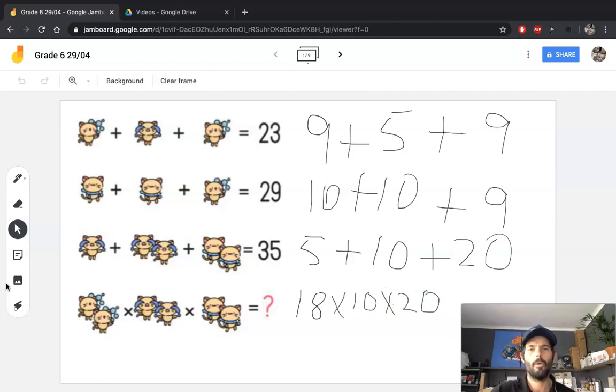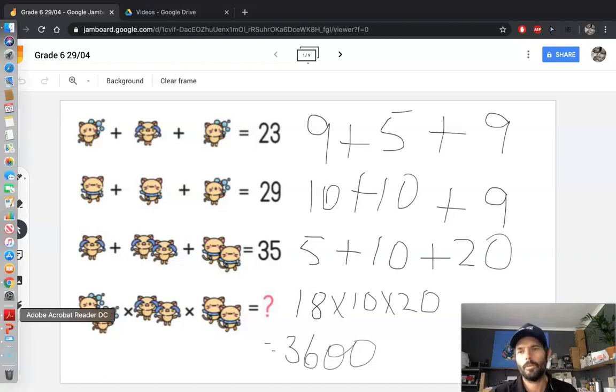Okay, now remember, order of operations doesn't matter when it comes to a multiplication sum. So we can either go 18 times 10 is 180, 180 times 20, which is 3,600. Alternatively, I can say 10 times 20 is 200, and then 200 times 18 is 3,600. So you can play with the order and make it suit yourself, which is quite nice to have.